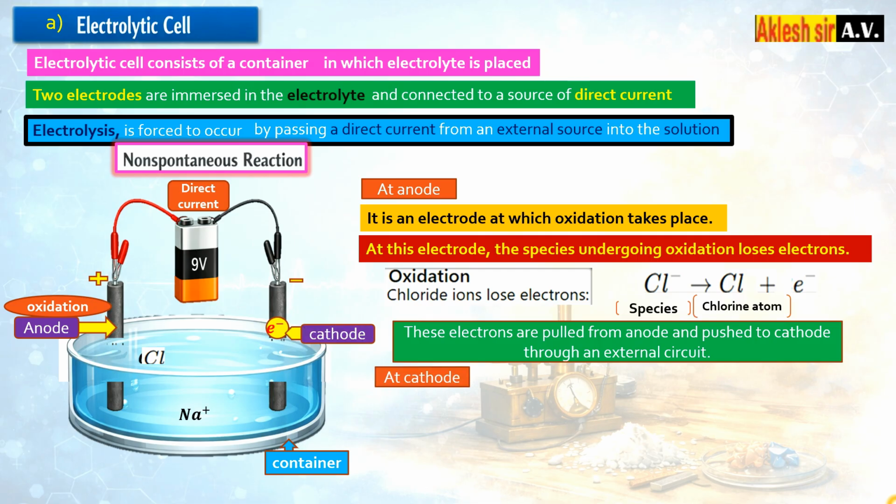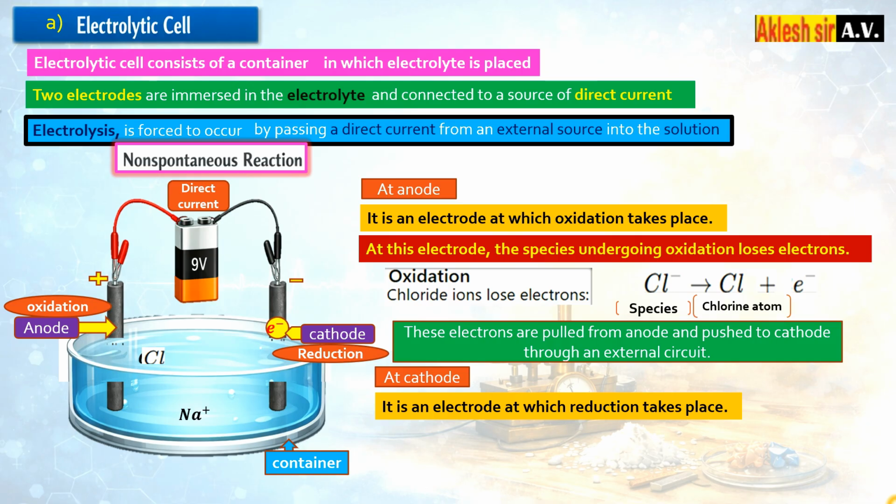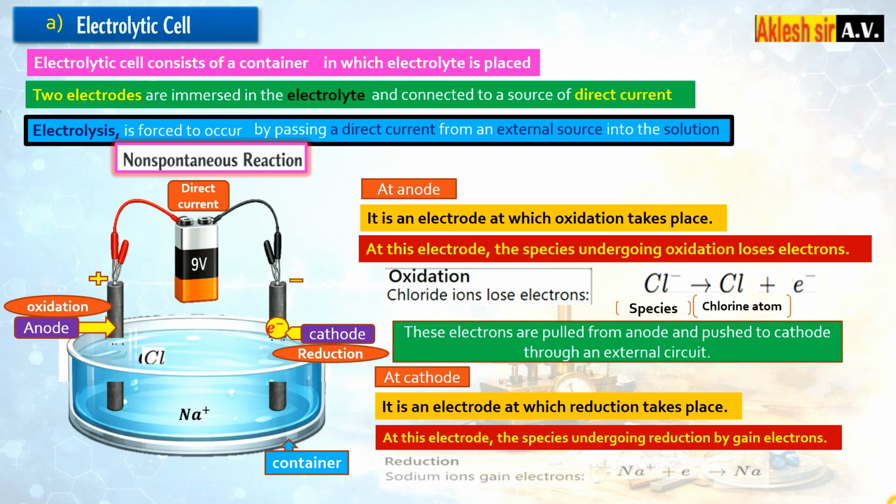Cathode. It is an electrode at which the reduction takes place. At this electrode the species Na+ ion undergoes reduction by gaining electrons to form sodium atom. Here sodium ion moves towards negative electrode and gains electron to form sodium atom.